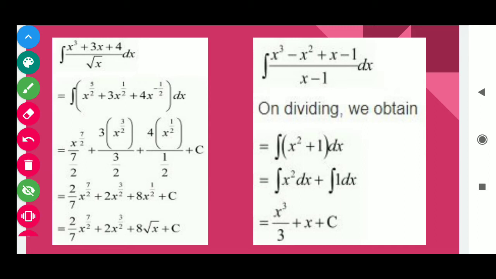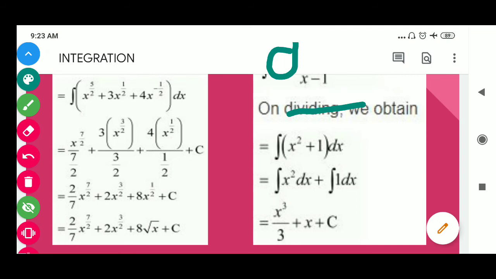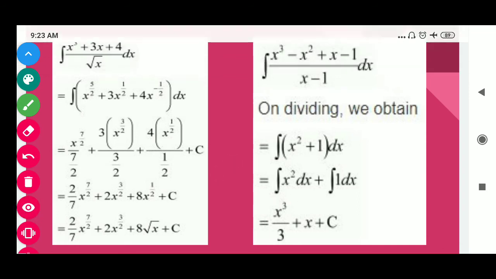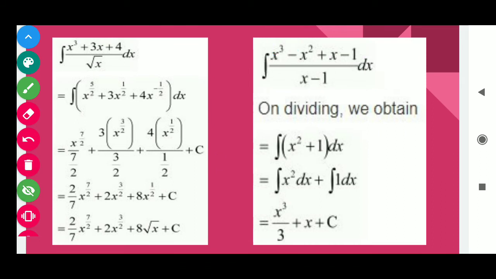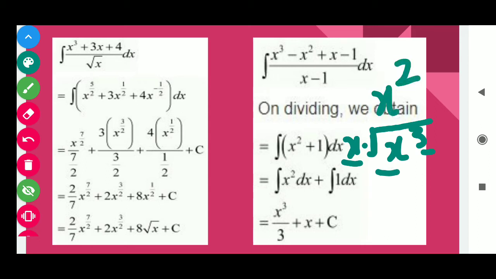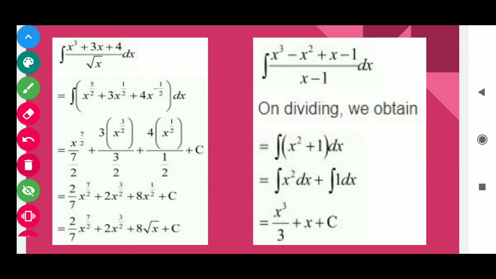Now students, here we have the second question: x cube minus x squared plus x minus 1 divided by x minus 1. Students, you can see here the degree of the numerator is greater than the degree of the denominator. So in this case we will use the dividing rule. For that we divide these two expressions as we have done in class 10th. First write down x cube minus x squared plus x minus 1 and x minus 1 outside, and to make the first term the same we will multiply with x squared. With that rule we will divide. In this way we get x squared plus 1, and here the remainder is 0.